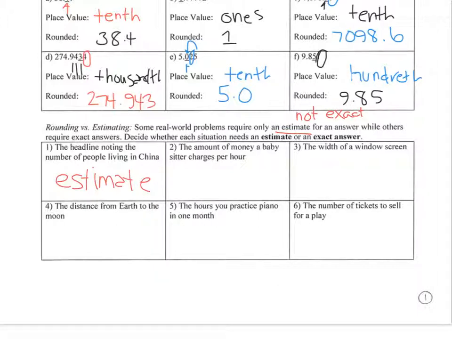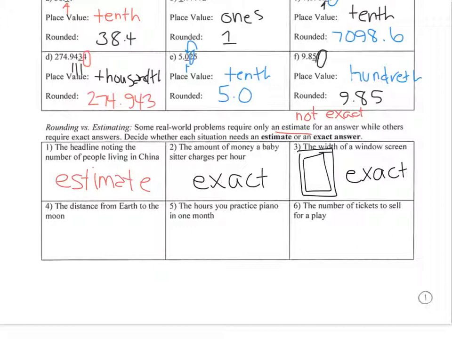The amount of money a babysitter charges per hour. Well, if I'm having a babysitter, I want to know the exact amount. So I want an exact answer. The width of a window screen. If you're going to go buy a window screen, in order for it to fit, it needs to fit exactly in there. So I want the exact amount. I don't want to be off by an inch or two because the window screen won't fit.